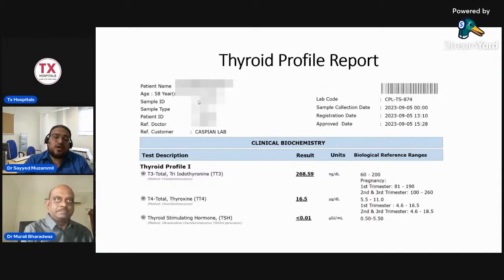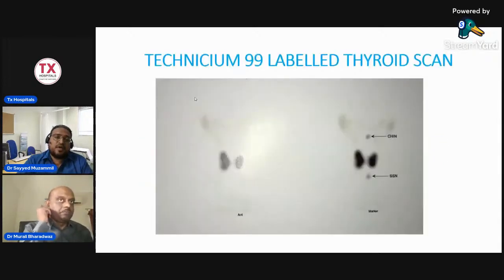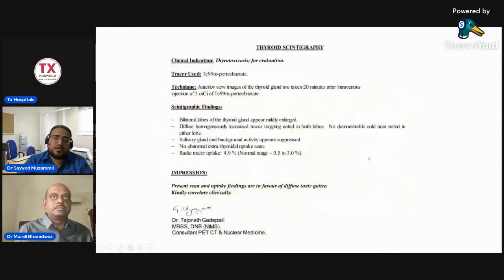So in order to find out the reason behind her thyrotoxicosis, whether it is thyroid inflammation or a hyperactive thyroid gland, we did a technetium 99 labeled thyroid scan, and you can see here there is diffuse increase in uptake on both the lobes of the thyroid gland. This is the report of the thyroid scintigraphy, that is technetium 99 labeled thyroid scan, which shows that findings are suggestive of diffuse toxic goiter. So actually this lady was having Graves disease.